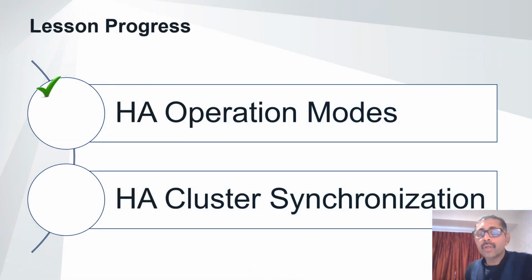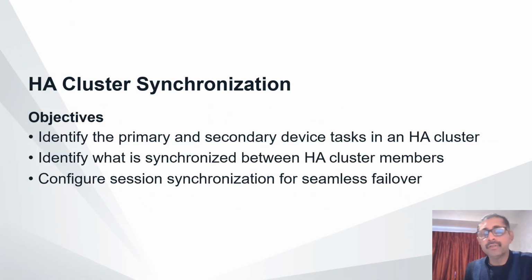Now, having finished what high availability operation modes are, let's dig a little deeper into what high availability cluster synchronization actually means. The reason you need to understand cluster synchronization is that you should be able to identify the primary and secondary devices' tasks in a high availability cluster. Then you should be able to identify what is synchronized between cluster members. So if there are multiple members in the same cluster, what exactly is being synchronized, and then configure a session for synchronization and for seamless failover, which is part of your lab.